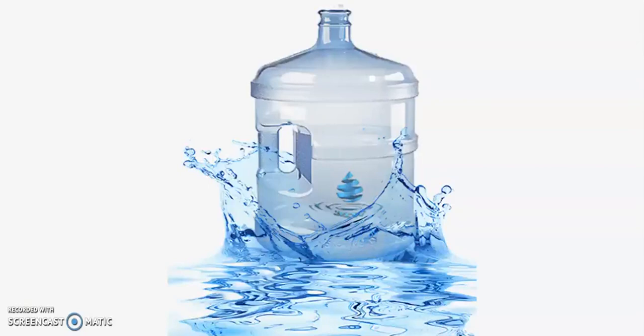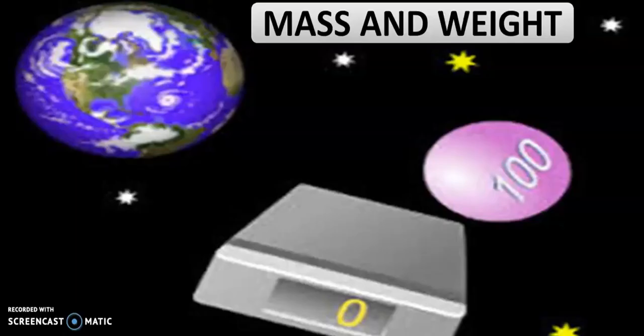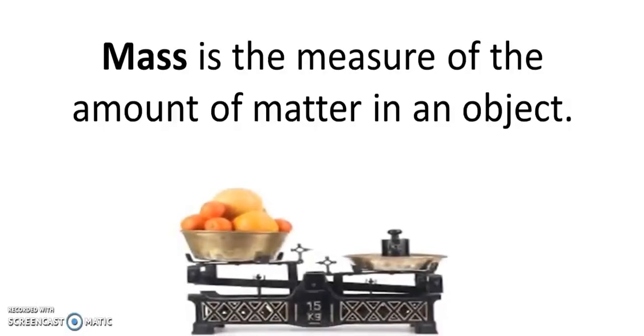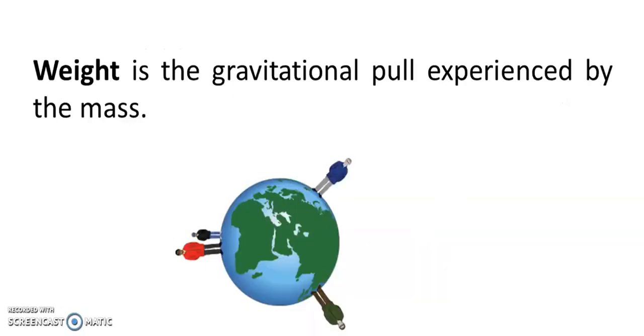Now let us discuss mass and weight. Mass is a measure of the amount of matter in an object. Weight is the gravitational pull experienced by the mass.